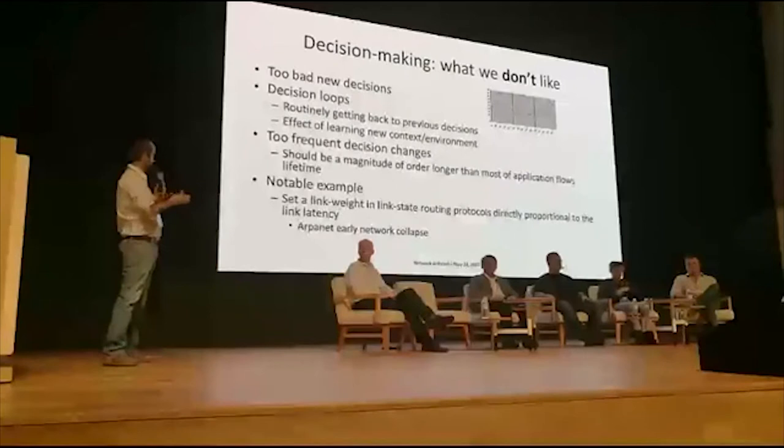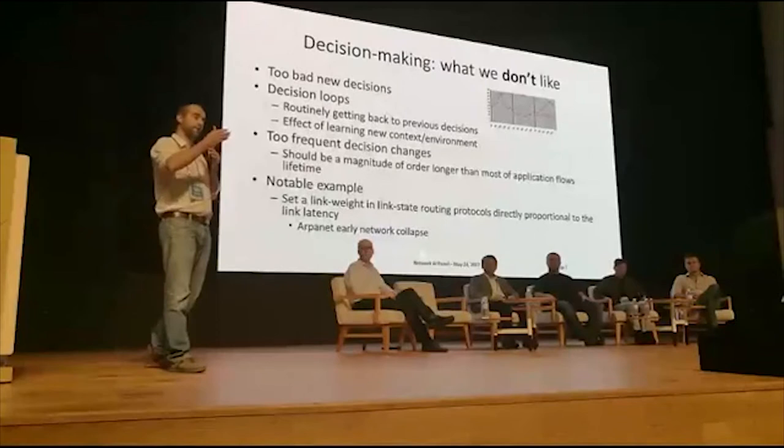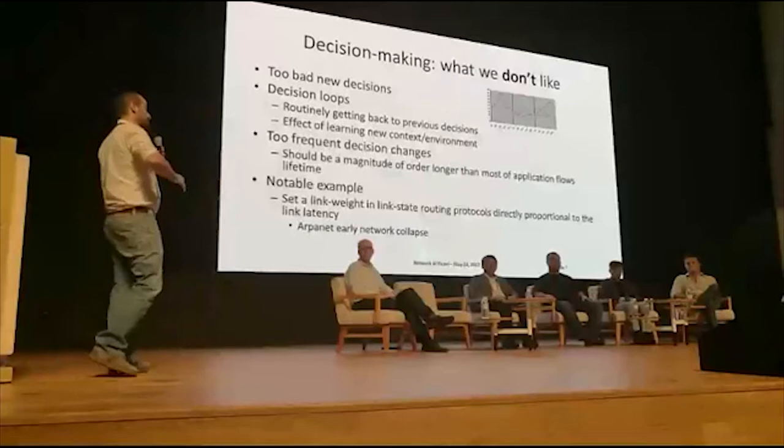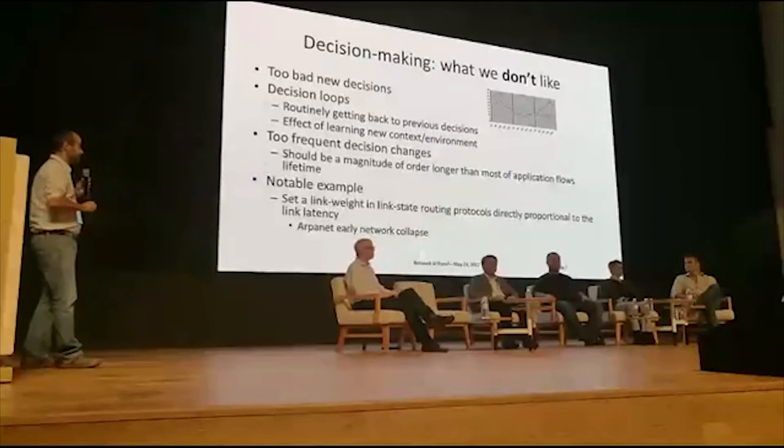So that we decide to route packets over one way and then we change the decision over to another way and then we come back to the same decision. So we would like to avoid the adaptation algorithm getting into this kind of decision loop, taking bad new decisions.